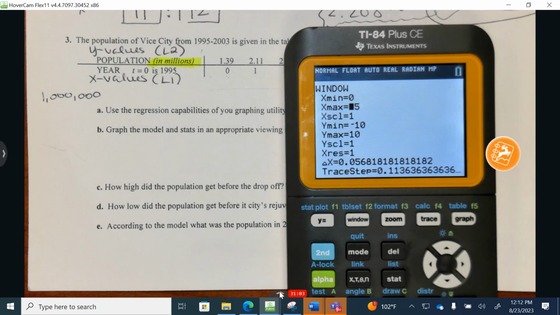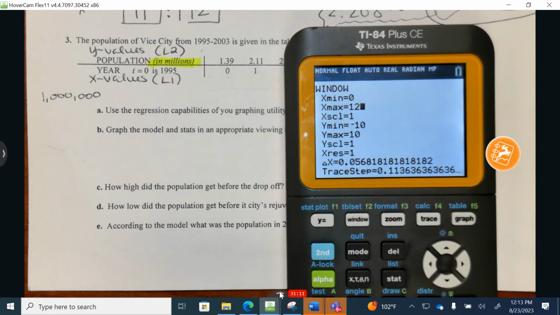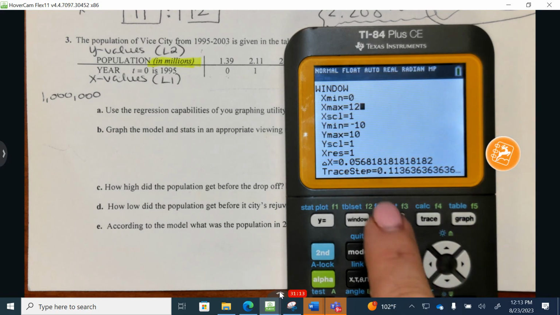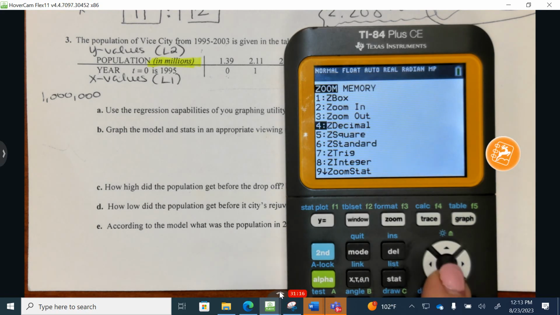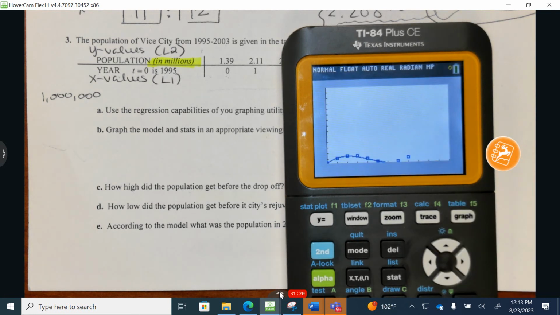And let's actually make it a little smaller, just so we can see everything. We can always go back and change it. So let's go 0 to 12. Now we need to make sure that the range of the y's adjusts to what we have for the x's. So let's go zoom, fit. So zoom and all the way down to zoom fit and hit graph.